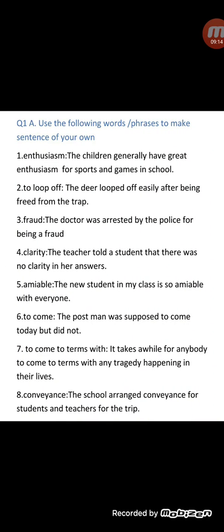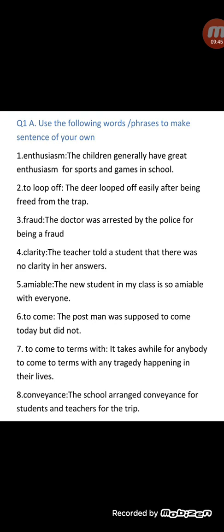Use the following words and phrases to make sentences of your own. Enthusiasm. The children generally have a great enthusiasm for sports and games in the school. You have to make sentences from it. Number 2, to loop off. The deer looped off easily after being freed from the trap. 3, fraud. The doctor was arrested by the police for being a fraud.